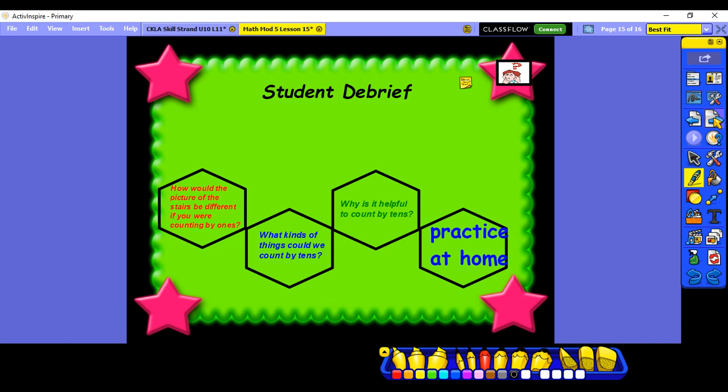What kinds of things could we count by tens? Let me think. Maybe I could count jelly beans by tens. Maybe I could find pennies and count pennies by tens. Maybe I could count macaroni by tens. Why is it helpful to count by tens? It is a faster way to count. Putting things into groups of tens and counting that way is faster. I want you to think of some ways that you can practice at home counting by tens.